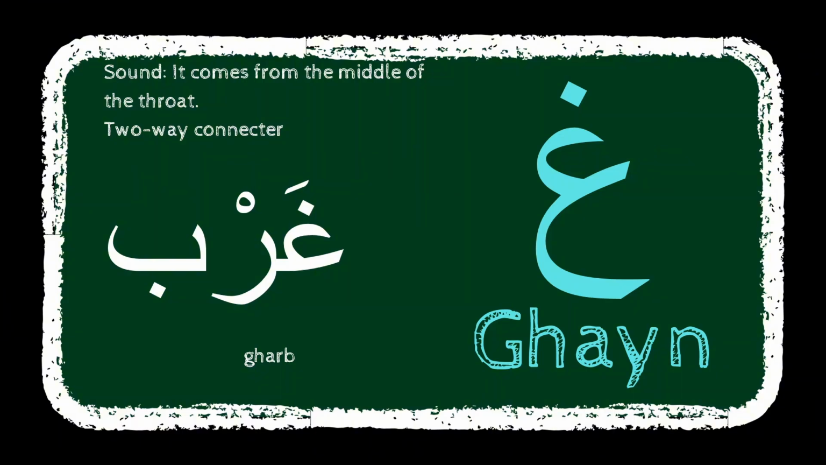Now, how do we pronounce it? It's Gha. It's like a gurgling sound, maybe. So it's Gha. Gharb. Gharb means west, okay? So the direction. Go to the west. So we have Gha. Gharb.